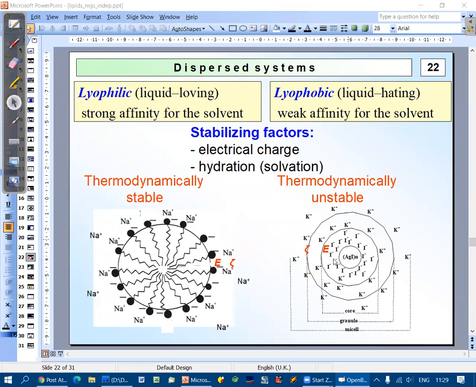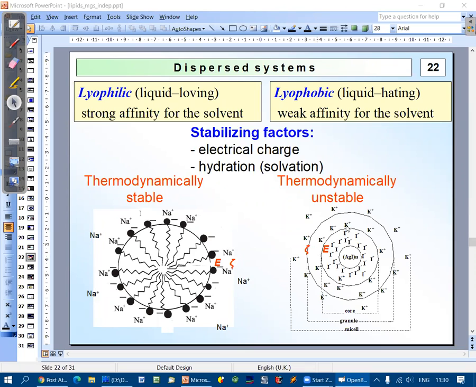Iodide anions here are potential determining ions. E is electrothermodynamic potential. This surface adsorbed some amount of counter ions. Zeta potential is still negative. The values of both potentials are the same.